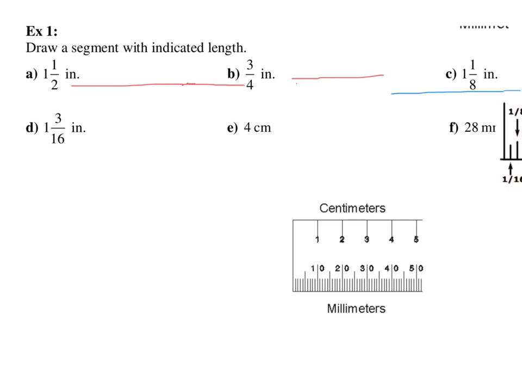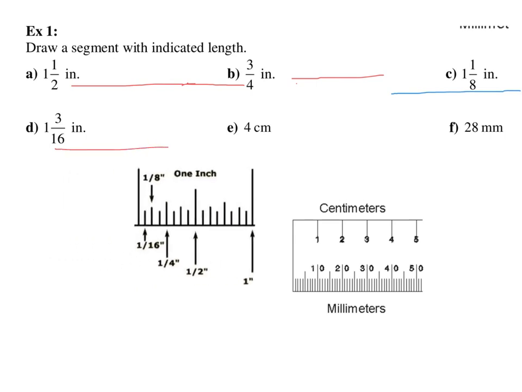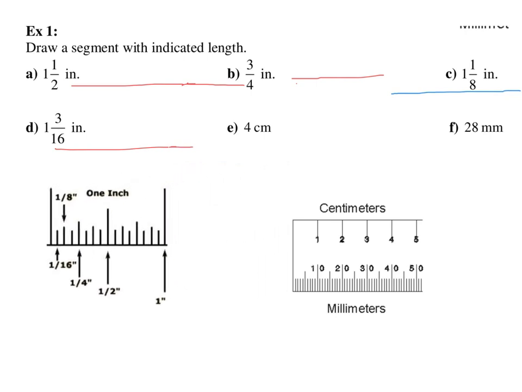Okay. Let's bring it down. Next example. Alright, so I have 1 3/16 inch, so that's 1 inch. And then 3/16. Okay, I have 1/16. Alright, so it's going to be, that's 1/16, 2/16, that's 1/8, and then 3/16. Boom, done.